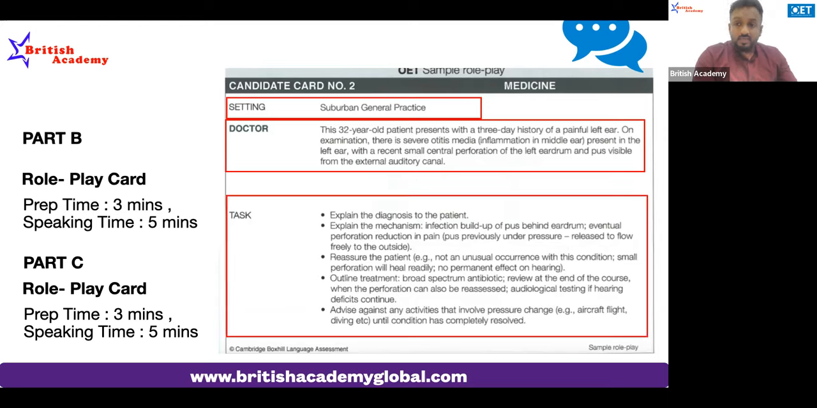Now, when you're looking at the task, always pay attention to the first word, which would be a verb, which tells you what you have to do with the task. Pay attention to the first word of the task, which would be a verb, like explaining something. It's an action. So this gives you a clear indication of what action you need to take with each given task, like explain, reassure, outline, treatment, or advice.